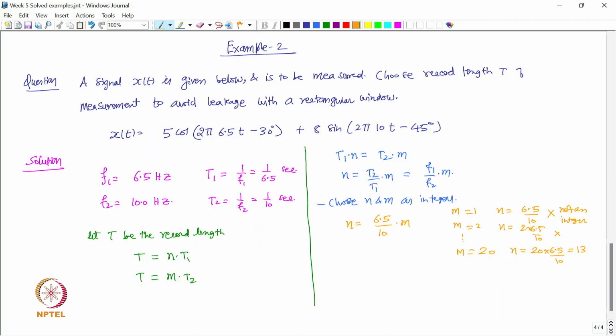So, it means the lowest integer values are m equal to 20 and n equal to 13. Which means, what will be T now? T would be simply equal to m into T2, which is basically m upon f2. So, 20 upon f2, which is 10. So, T is equal to 2 seconds.